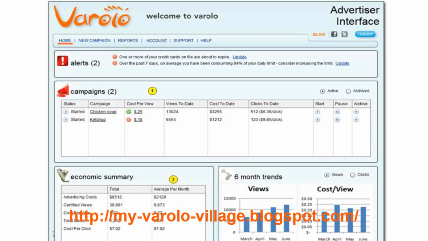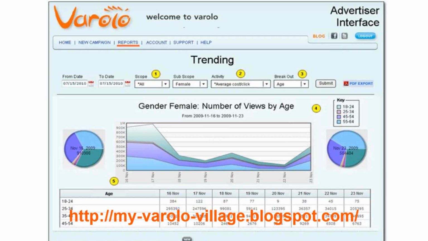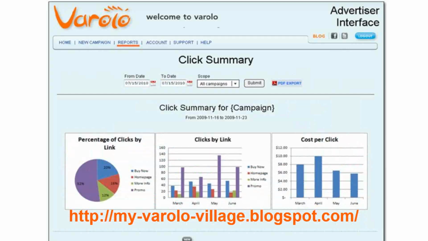Varolo works because it creates extreme value for advertisers. What you're seeing here is the advertiser interface. They log in and they can look at their campaign summaries, their economic summaries, their trending views, and their cost. We give the advertisers full trending graphs based on their campaigns within Varolo. We give them all of those ROI tools that they're looking for, including click summaries and demographic information.